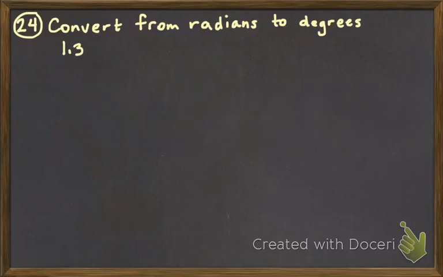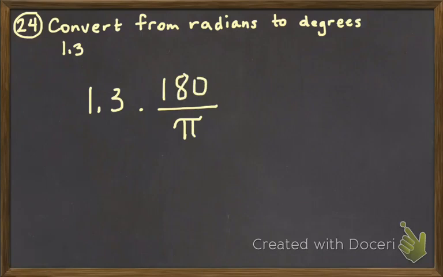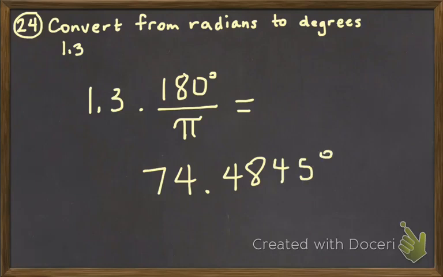On number 24, we are to convert from radians to degrees, and it will be unusual for you to see an angle named with something as simple as 1.3, but that is, without the units, understood to be radians. So we're going to multiply that by, and remember we want to think of radians relating to the pi, so we put that on the bottom, and we want degrees to be our units, so that should be on top. And then again, when you have decimals involved, this is a calculator problem, so you just type it in, and you get 74.4845 degrees.